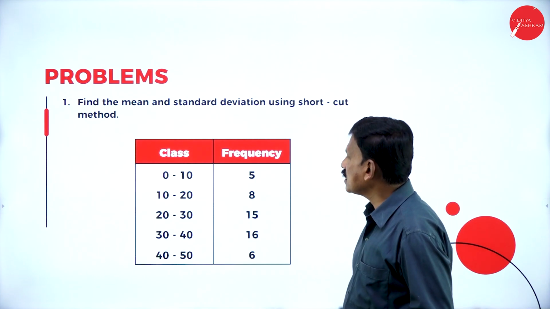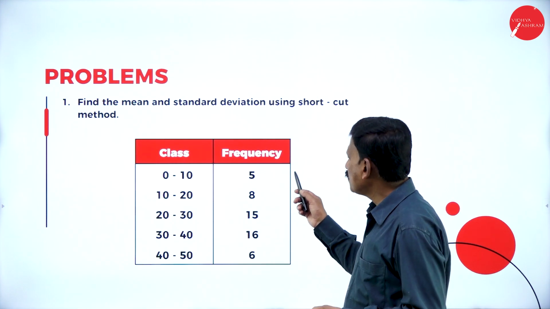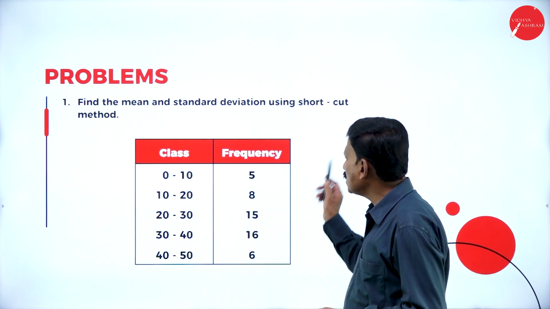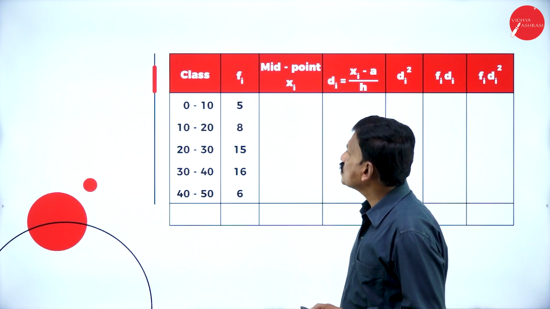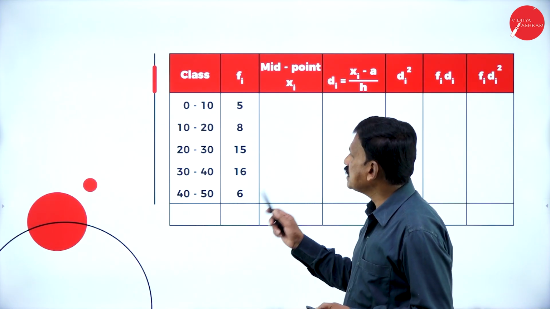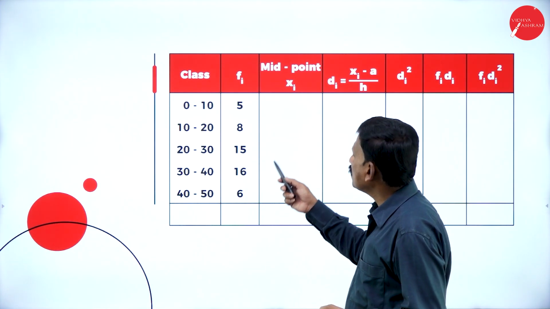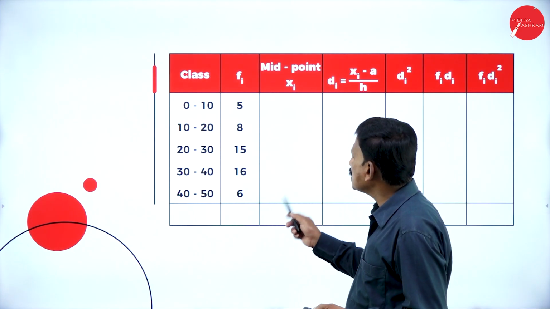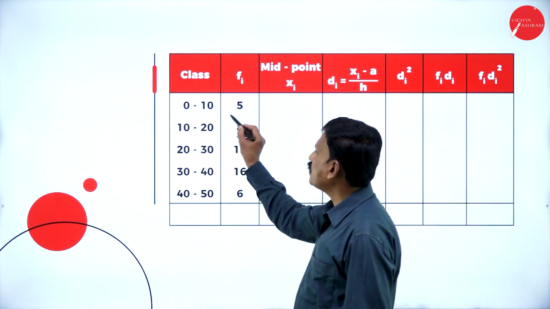What is the given data? The class intervals 0-10, 10-20, 20-30, 30-40, 40-50, and 5, 8, 15, 16 and 6 is the frequency. Now arrange this in tabular form. So class interval 0-10, 10-20, 20-30, 30-40, 40-50 and Fi is 5, 8, 15, 16 and 6. Find out xi. Xi is the midpoint.